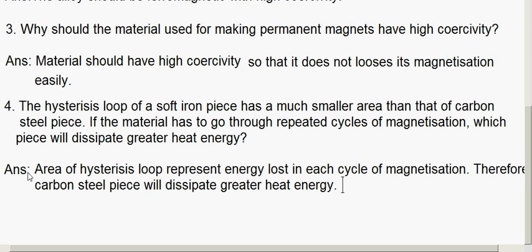So it is clear, I guess. You should remember the area of hysteresis loop is directly proportional to the energy lost in each cycle of magnetization and demagnetization. Because here we are choosing a material which has to undergo repeated cycles of magnetization, if we choose soft iron piece, it will have less energy loss or less heat energy dissipation compared to carbon steel piece, because carbon steel piece has greater area.